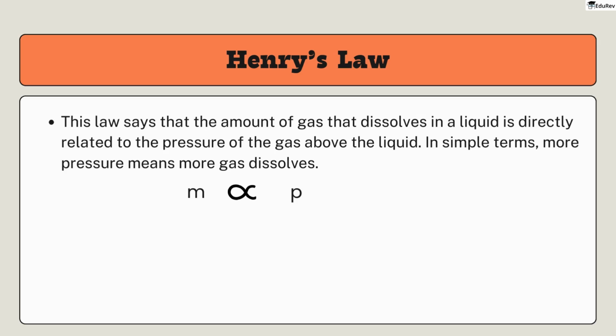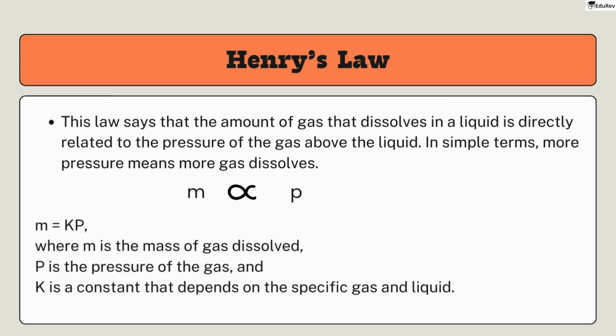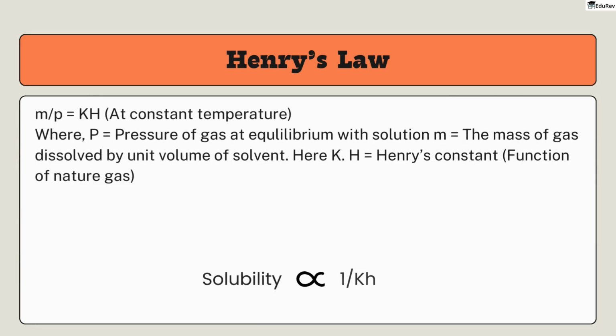Henry's law is written as an equation, m = KP, where m is the mass of gas dissolved, P is the pressure of the gas, and K is a constant that depends on the specific gas and liquid. Or m/P = K_H, at constant temperature, where P is equal to pressure of gas at equilibrium with solution. m is equal to the mass of gas dissolved by unit volume of solvent. Here K_H is equal to Henry's constant, a function of the nature of gas. Therefore, solubility is inversely proportional to K_H.